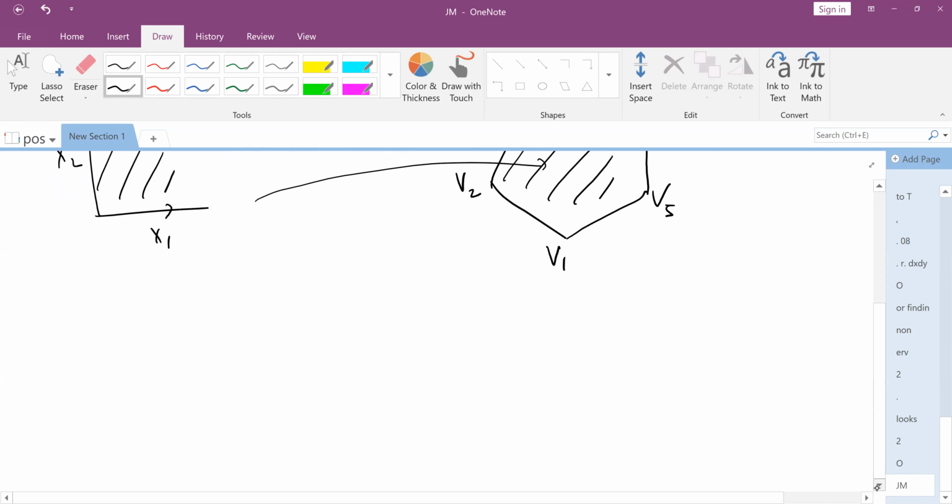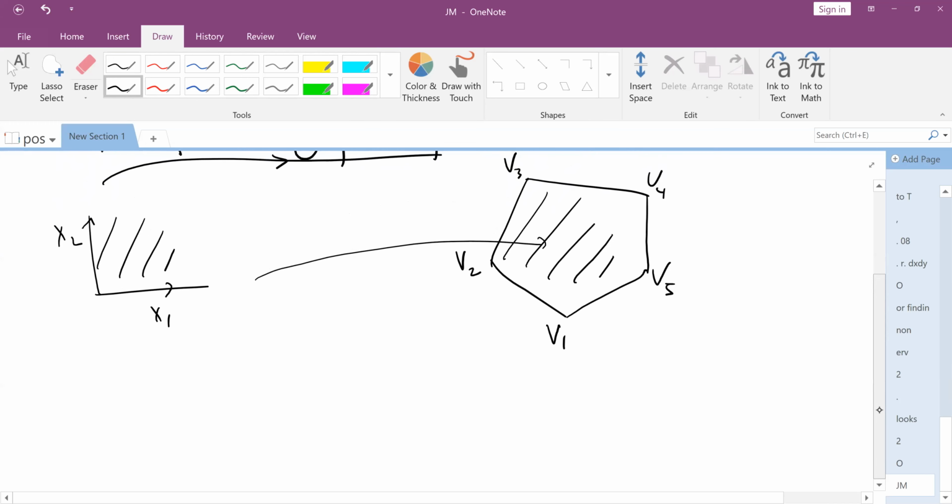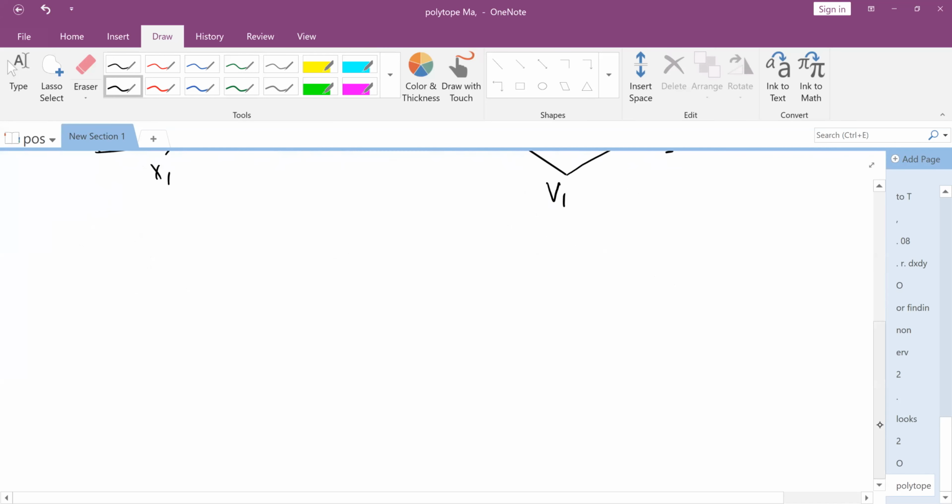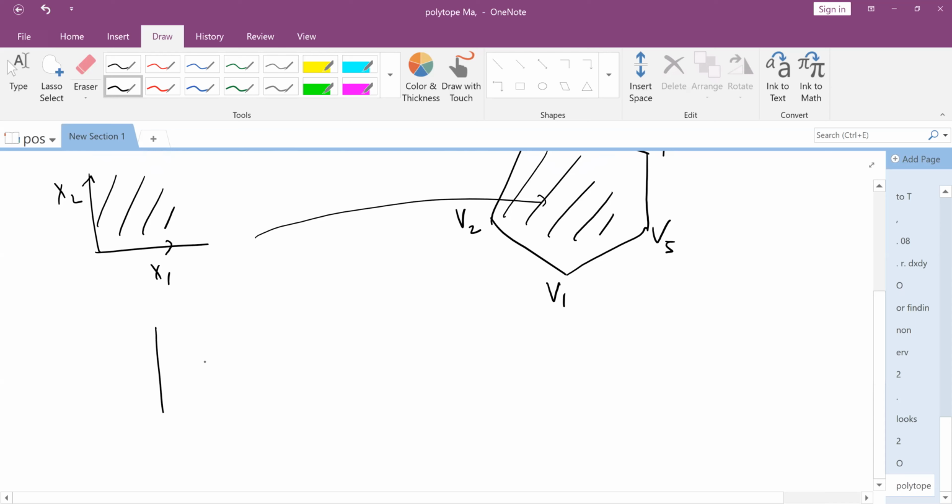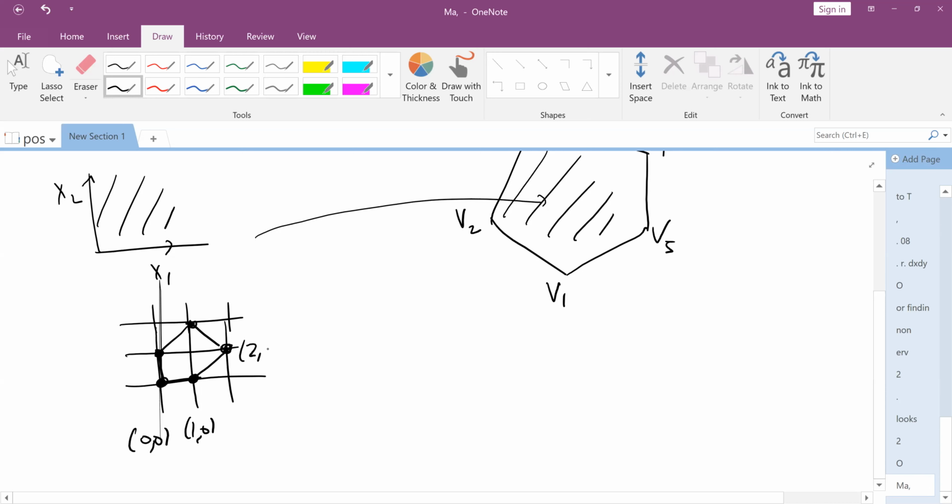Well, here's what you do. You first just draw an integer representative of your pentagon. So here's a grid. You just draw a pentagon, but with integer coordinates, any one you like. So here's one. So this would have coordinates (0,0), (1,0), (2,1), (1,2), and (0,1).